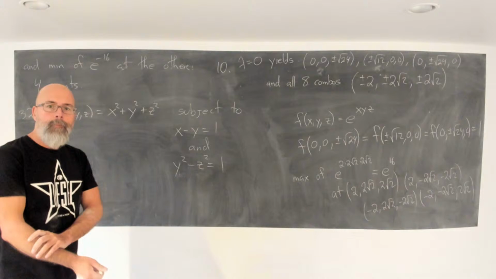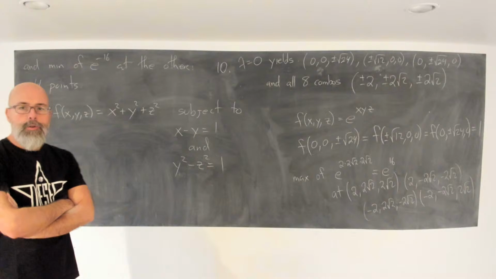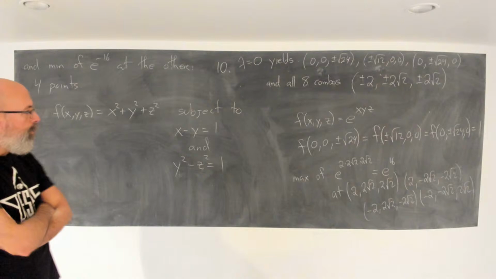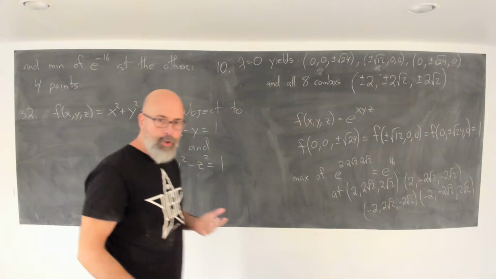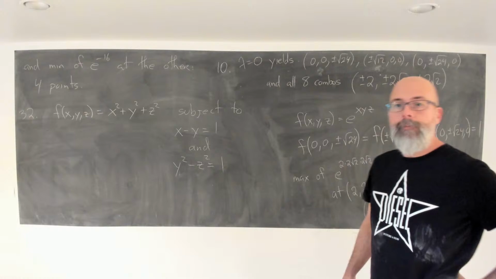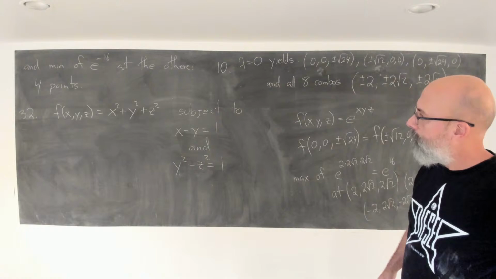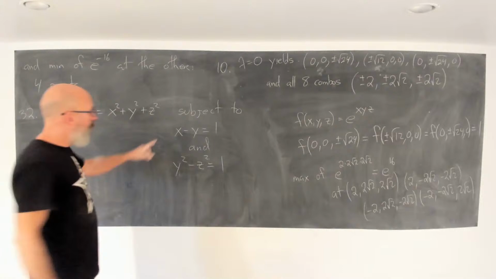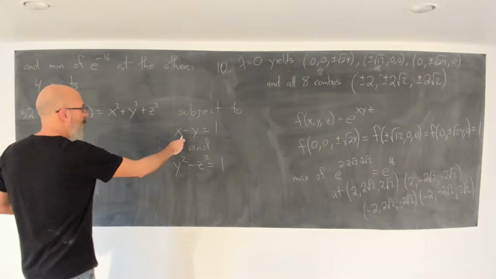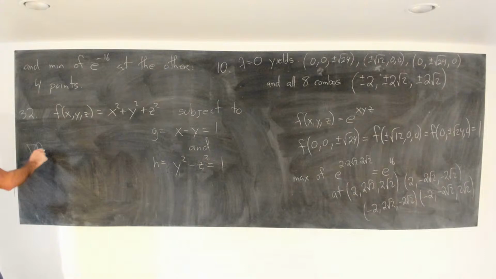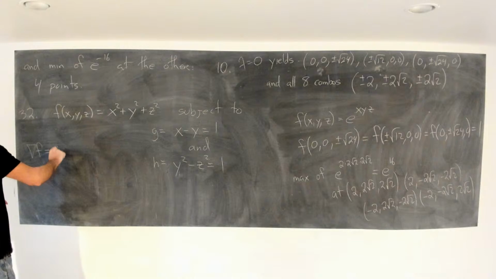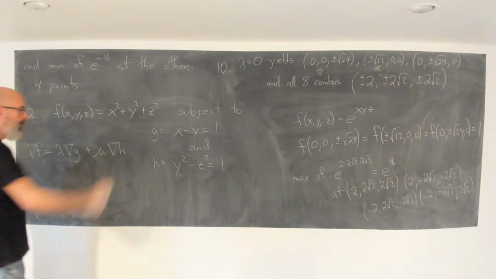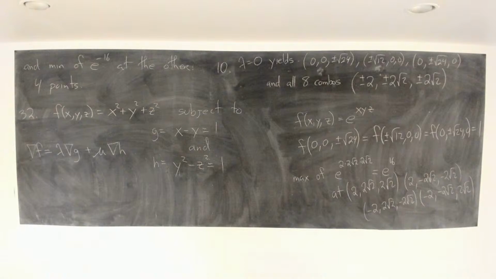Absolutely. Gabriel is suggesting more constraints could mean that there is no possibility, then there's no solution. Absolutely. But of course, I suspect these questions are manufactured so that you do have an answer. Right, so here, what we're going to do is add another lambda. So if you define G and H, we're going to want the gradient of F to be a combination of the gradients of G and H.